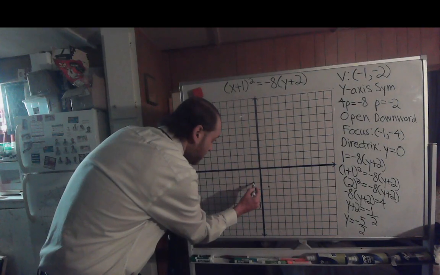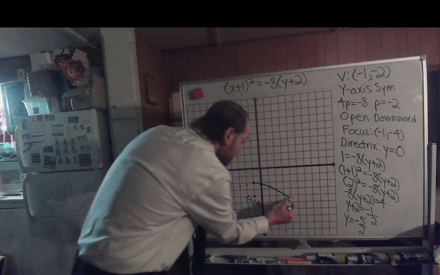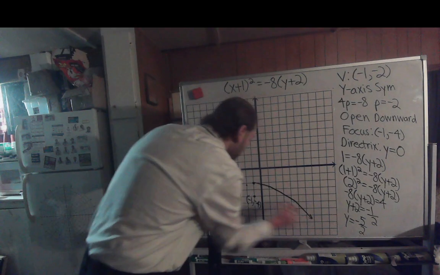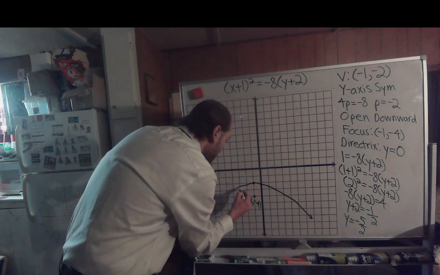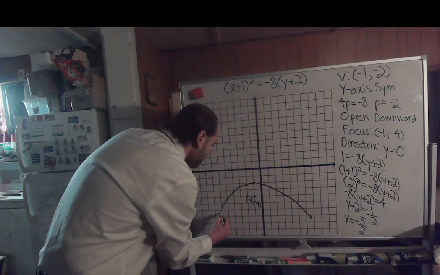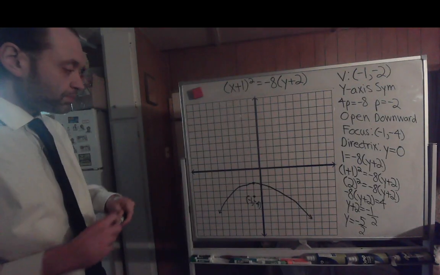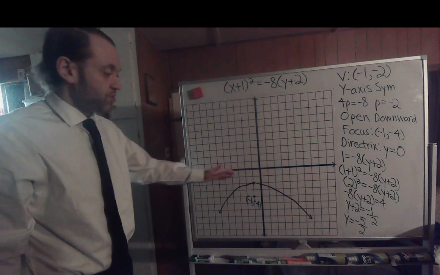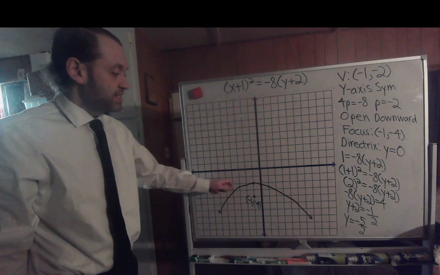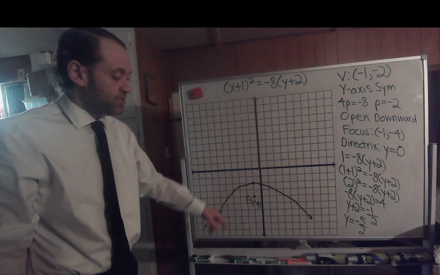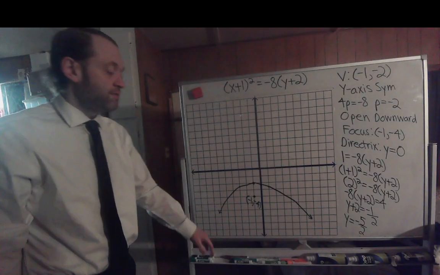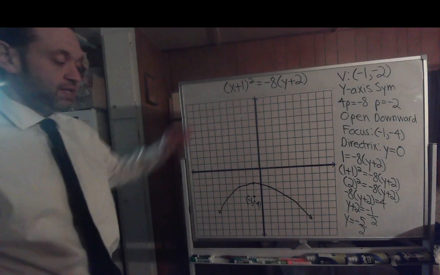So now we can go ahead and proceed to graph this. It's going to be a nice fat parabola. And there is the graph of the parabola. So there's your parabola with the vertex at -1, -2, focus at -1, -4, directrix at y equals 0.